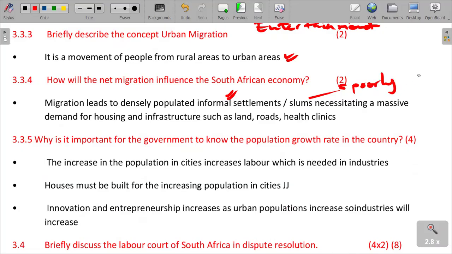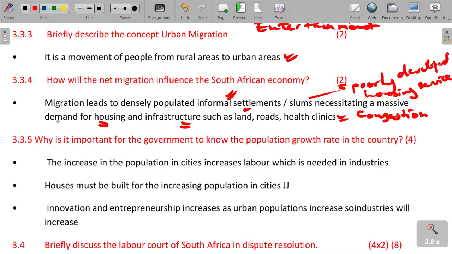Poorly developed housing services, and then they actually put pressure on government on provision of housing and infrastructure. Also, we talk about land, our roads and clinics. We talk about congestion in terms of our roads and so forth. We talk about accidents, which at the end of the day would delay and affect our production.